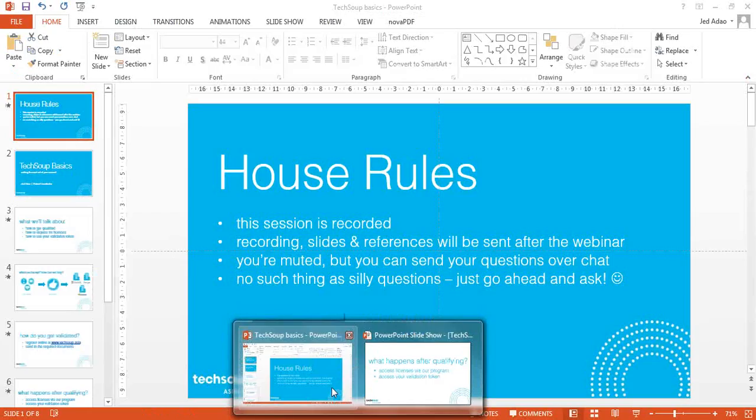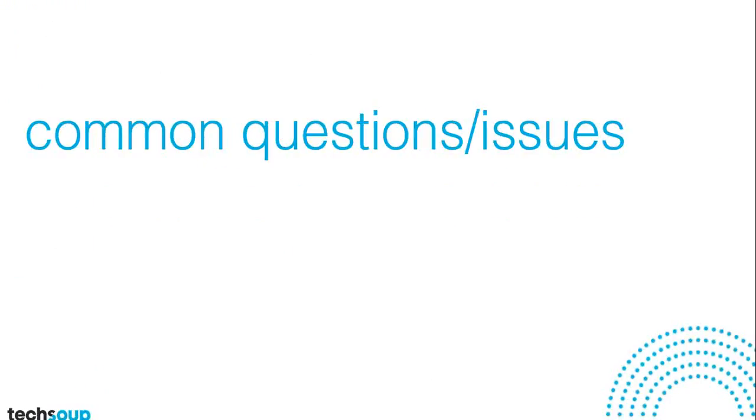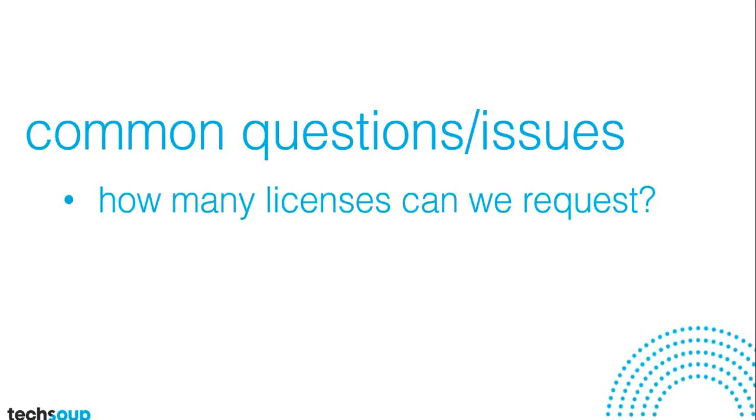Let's just go back to the presentation. So then we basically went through the meat of the entire presentation, actually. Very easy, right? Now let's go through some common questions or issues. Number one, how many licenses can we request? Now this can actually vary based on, sorry, just to clarify, the licenses that are available on the website. This is based on each donor.